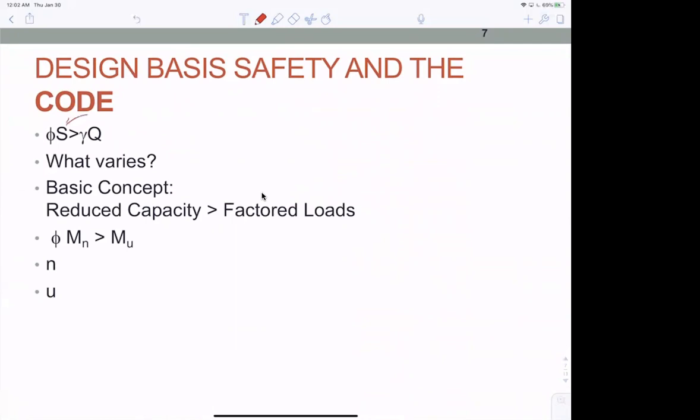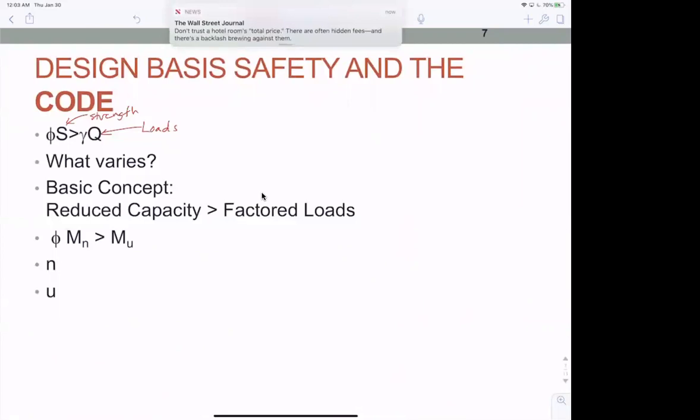This is a strength. We want it to be greater than the loads. Okay, and both of these things vary, right? The strength varies. It might not quite be as strong as you want. The concrete could be bad. The steel could be misplaced. And the loads can vary. Like all of a sudden, you're doing something like, oh, let's see how many people we can put in a room. And then the load gets real high.